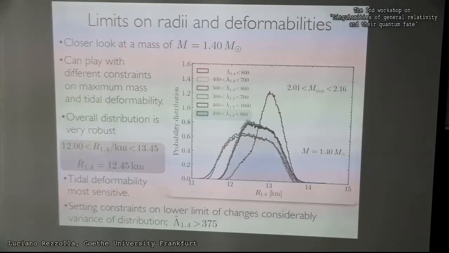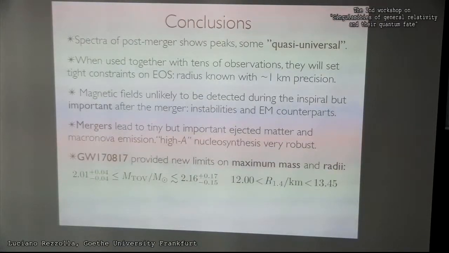Okay, so this is where future detection might give us a very useful input. If we can change this number over here, then we will have a much better way of telling what the radius is. Okay, let me come to the conclusions, so that maybe there's time for some questions.